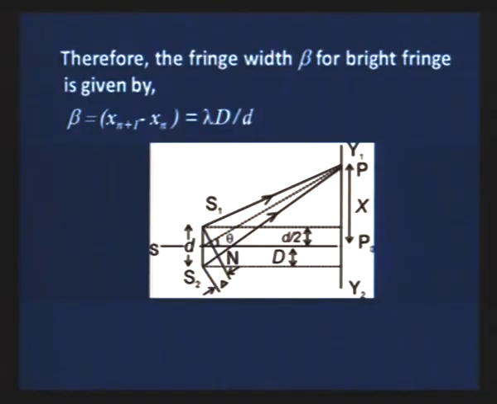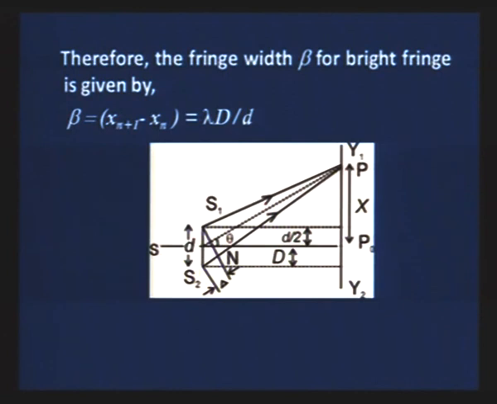Now, you have seen in this experiment different fringes are formed, and mathematically this fringe width can be given as lambda D upon d, where d is the separation of the slits and capital D is the distance of the screen and lambda is the wavelength of light.